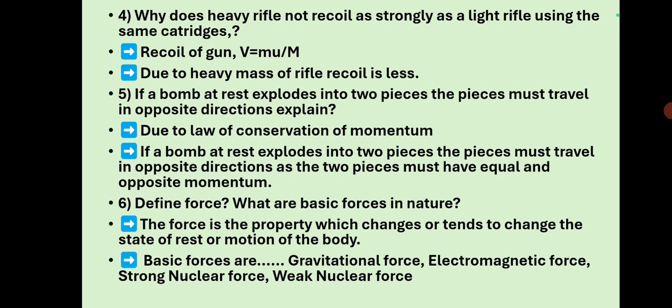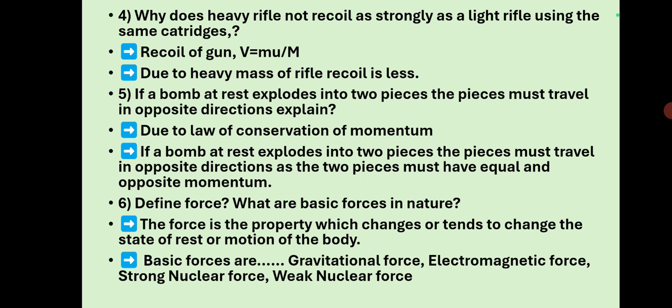Next, why does a heavy rifle not recoil as strongly as a light rifle using the same cartridges? Actually, the formula for recoil of a gun is V equals mu by capital M. Now, here V is proportional to 1 by M, that is, inversely proportional to the mass of the rifle. The rifle mass will be more, so, inversely proportional, the velocity will be less. So only the recoil will be less.